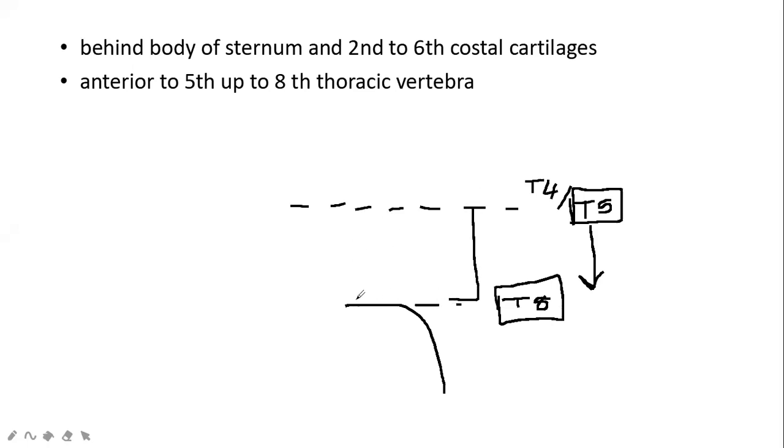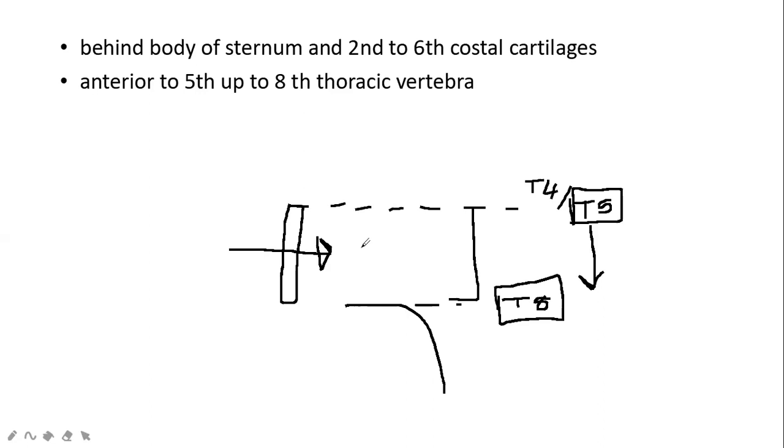Then the anterior border is obviously the body of the sternum. So we expect that if there's a stab wound, someone stabbed there by a knife, we obviously expect that the heart is injured.